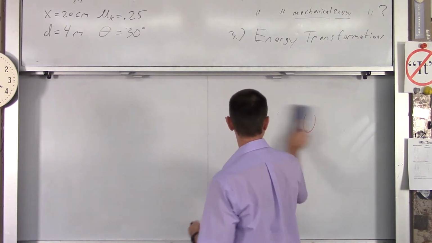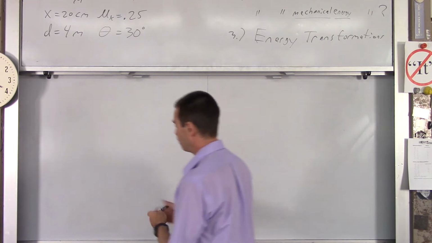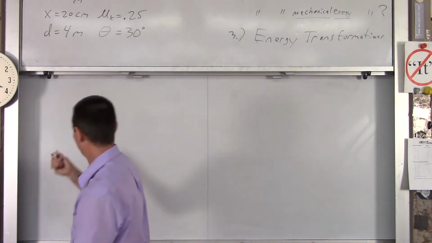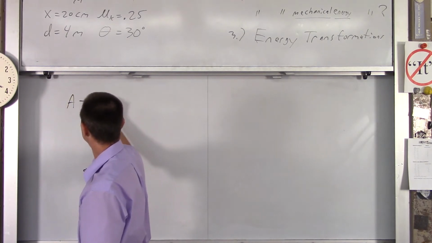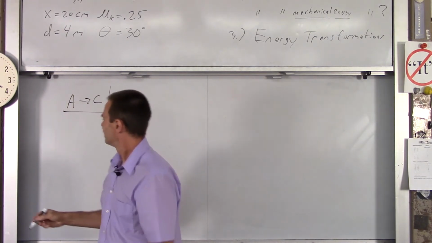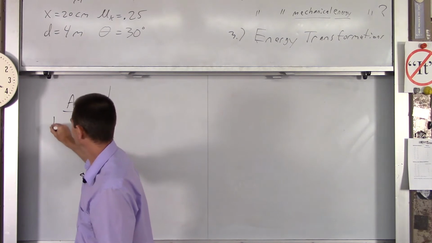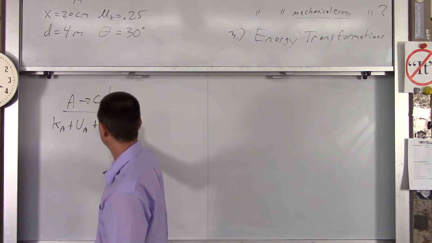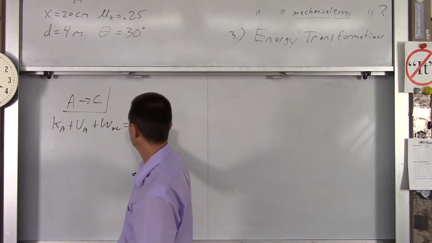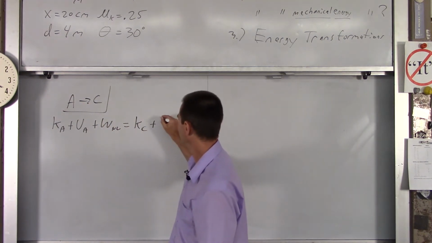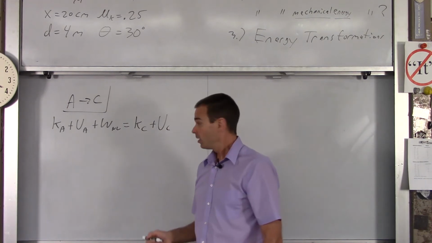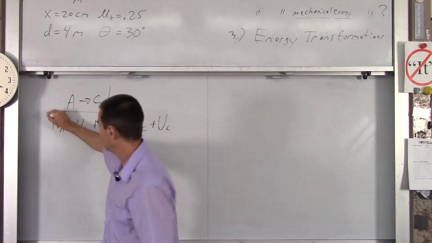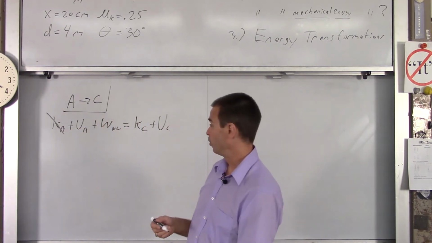So I'm going to go from A to C, and I'll even mark that down. If we go from A to C, we're going to write conservation of energy down. Kinetic energy at A plus potential energy at A plus any work, non-conservative, equals the kinetic energy at C plus the potential energy at C. Well, the left side of our equation will be very similar to the last problem. There's no kinetic energy at A. The backpack wasn't moving yet.